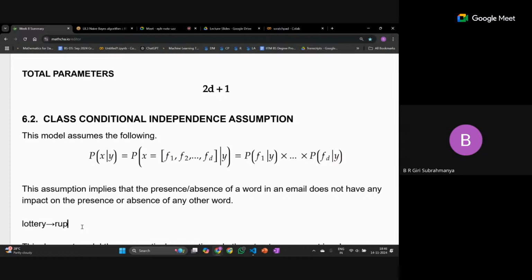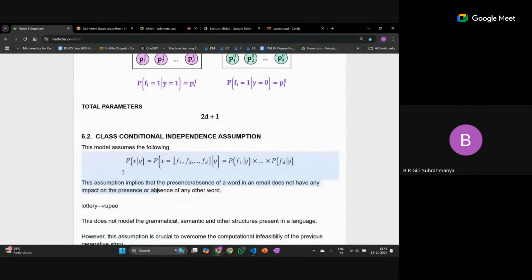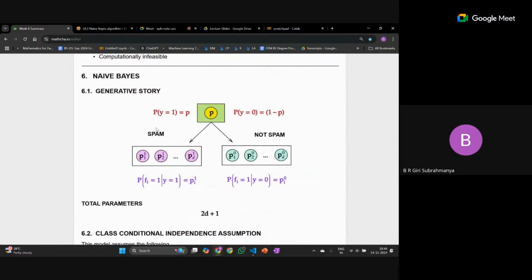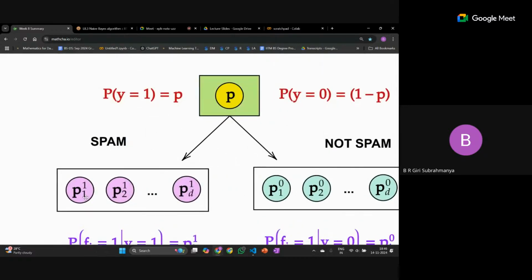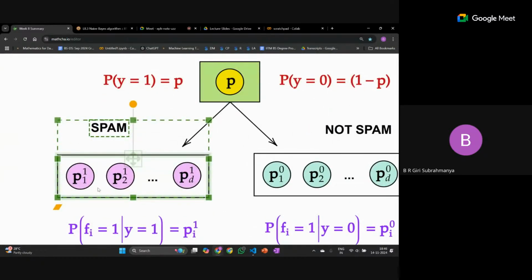Let's say rupee. So the presence of the word lottery has no influence on the presence of the word rupee. This is the assumption which is hiddenly being made. Given that we are making this assumption, this assumption is also made, because for any two coins, the coin tosses are independent. That is obvious, right? You have two different coins, you are tossing them separately.